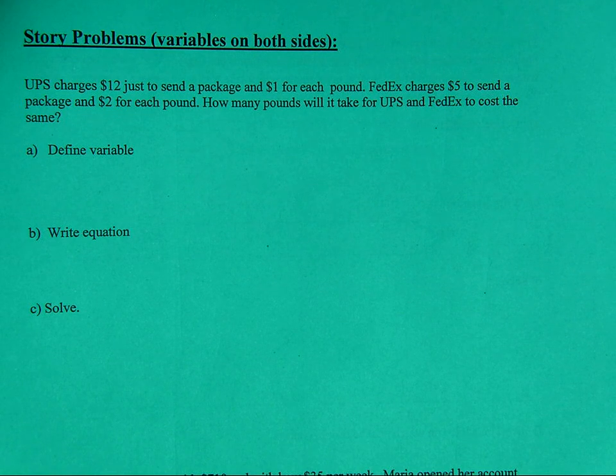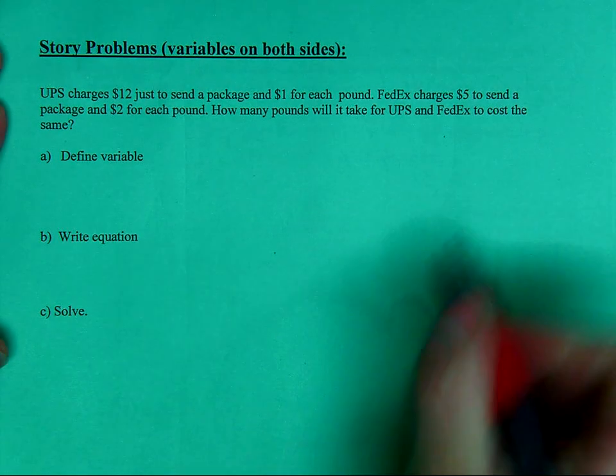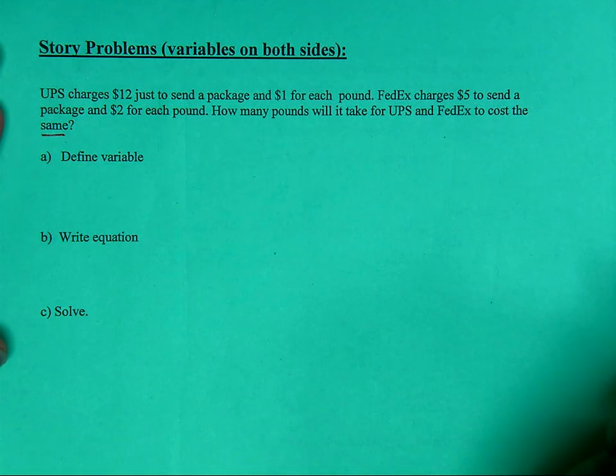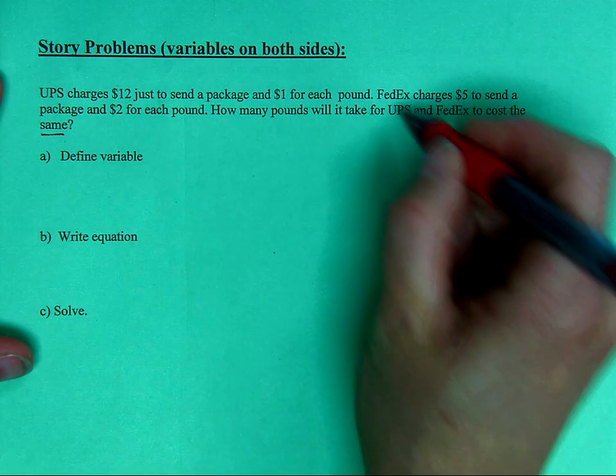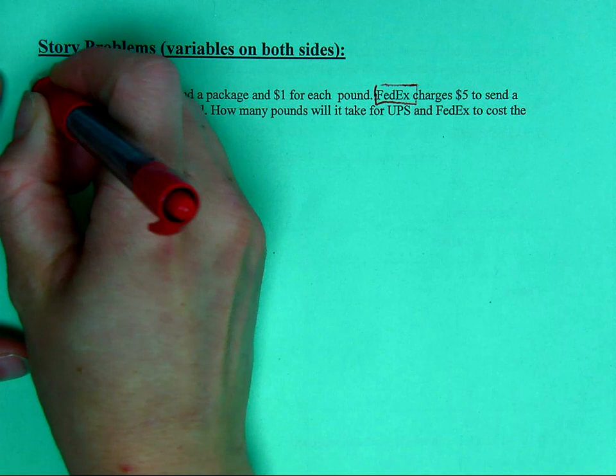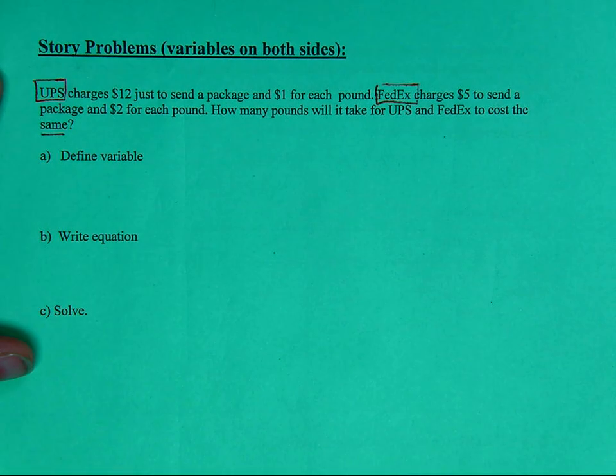So there's a couple ways to know on a test or quiz if we are having a variables on both sides problem. One hint is I'm normally asking you when two different things cost the same. And the two different things we're talking about here is FedEx comparing to UPS. And we know we want those to be equal.